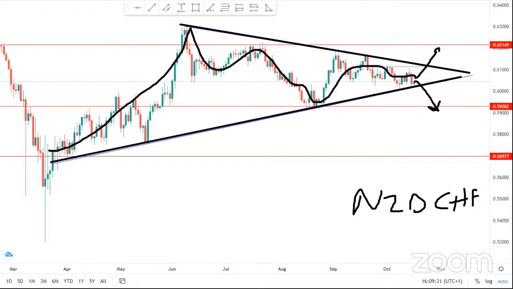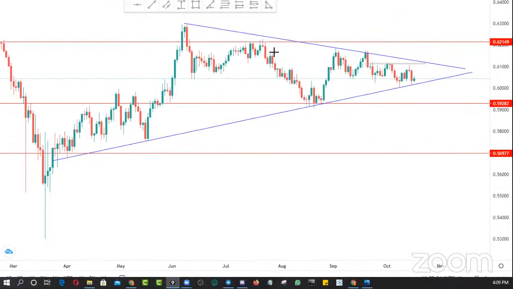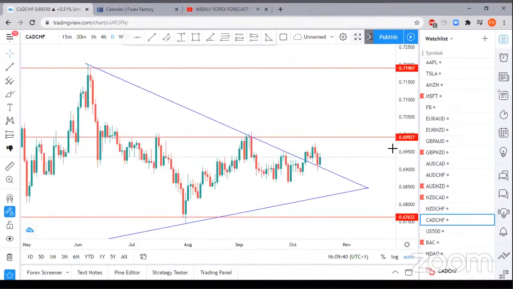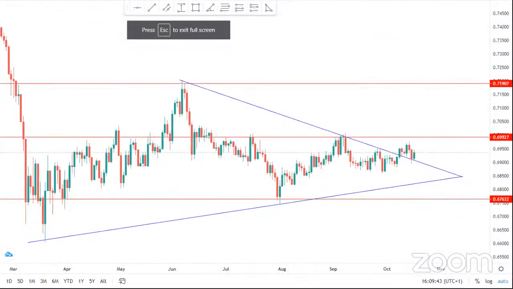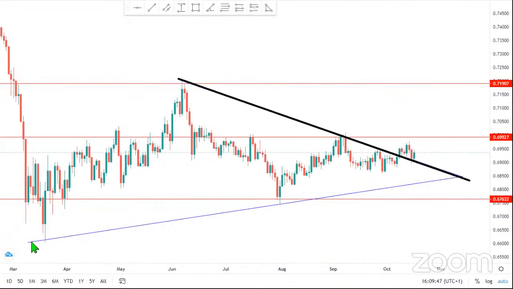And the next currency pair I want to share with you guys as well, you have to pay close attention to. Let's check that. That should be the Canadian dollar against the Swiss. Likewise, we have a symmetrical triangle, but the Canadian dollar right now actually broke out of this symmetrical triangle. You can see the breakout from this level right there.